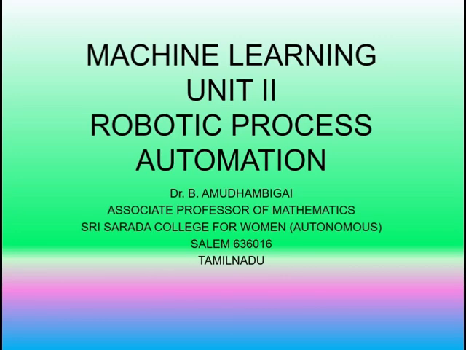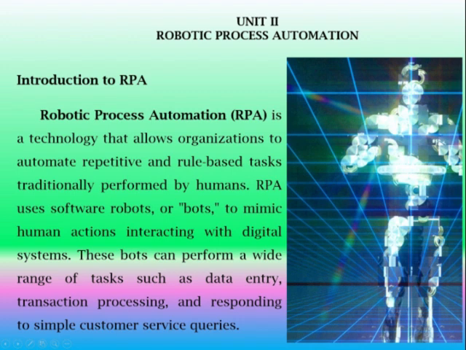Today we are going to see the second unit with the heading Robotic Process Automation. First of all, let us see a basic introduction about robotic process automation, which is abbreviated as RPA. RPA is a technology that allows organizations to automate repetitive and rule based tasks traditionally performed by humans. RPA uses software robots or bots to mimic human actions interacting with digital systems.